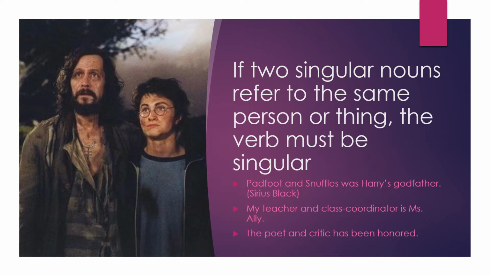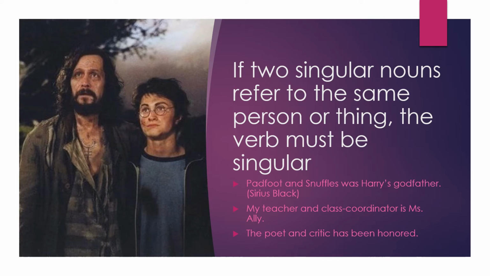My teacher and coordinator is Miss Ali. My teacher is one person. Class coordinator is another person. But the moment we're saying my teacher and class coordinator without using the word the before the second singular noun, it means that the two words here, teacher and class coordinator, are the same. They are pointing out at one person. There is Miss Ali, who's your class coordinator. Also, she is the one who teaches you. So we're talking in general of one person. My teacher and class coordinator.